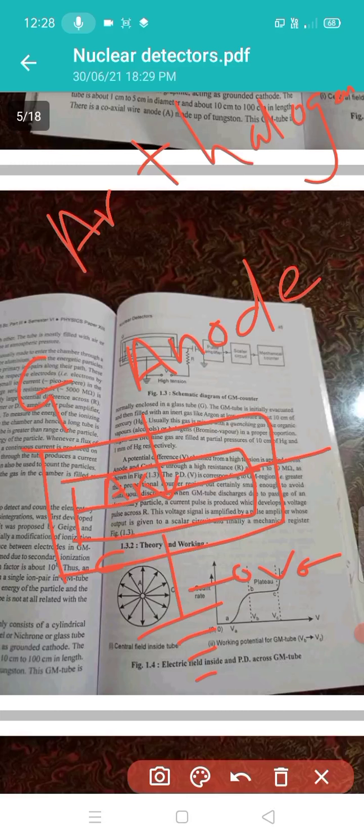Then argon and bromine gas are filled at partial pressures of 10 cm of Hg and 1 mm of Hg respectively. A potential difference obtained from a high tension supply is applied across the anode and cathode through a high resistance R.